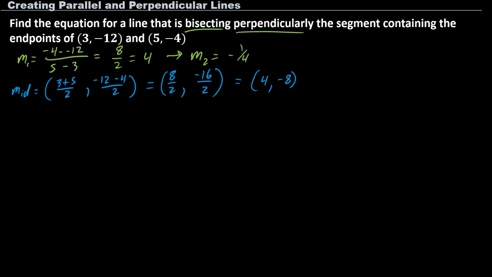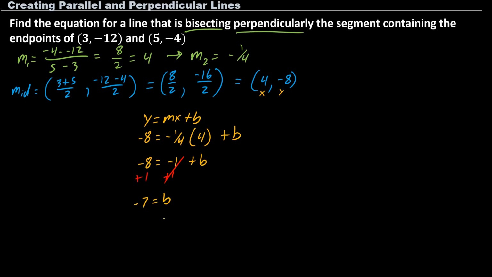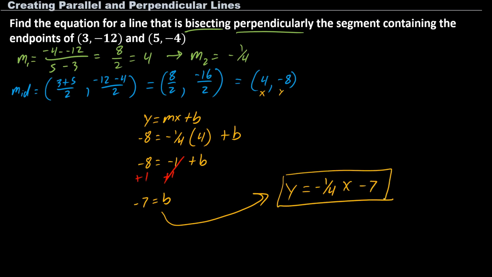So from there, it's just everything we've been doing. Y equals mx plus b. So that means that negative 8 is equal to negative 1/4 times 4 plus b. So negative 8 is equal to negative 1 plus b. Add 1 to the other side, and negative 7 is what b is equal to. So my perpendicular equation is y equals negative 1/4 x minus 7. And this equation will bisect the original line, and it's going to do it through the midpoint.